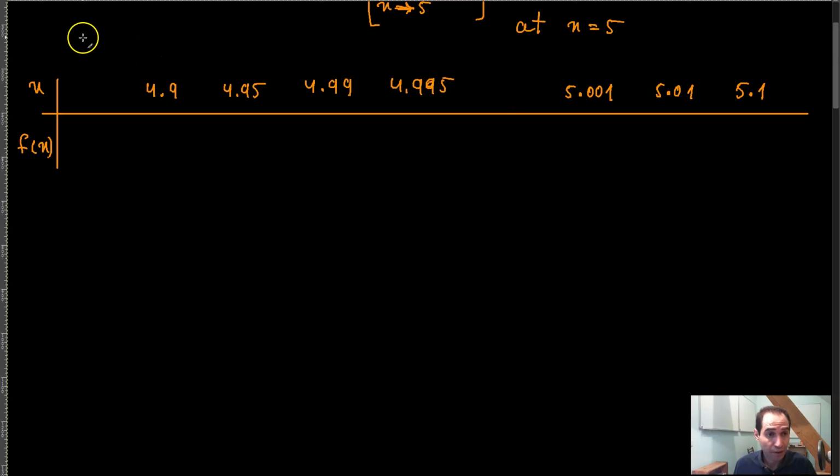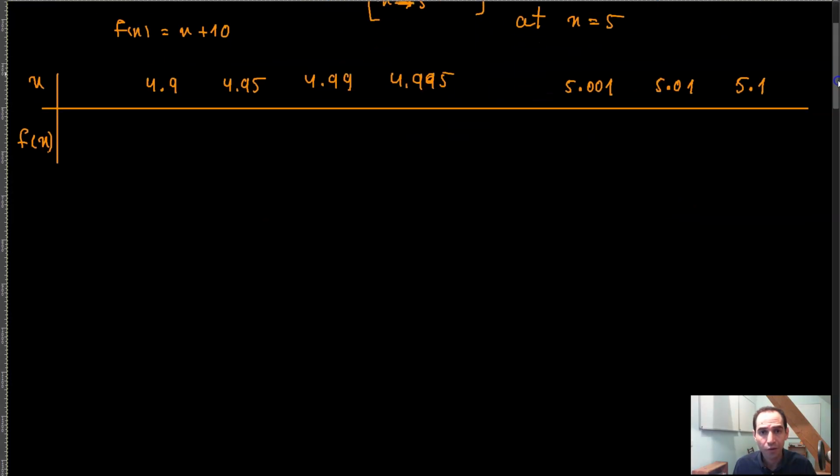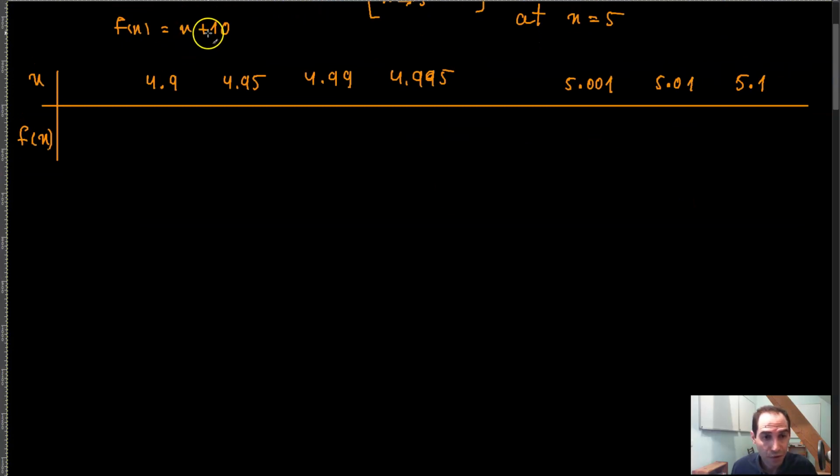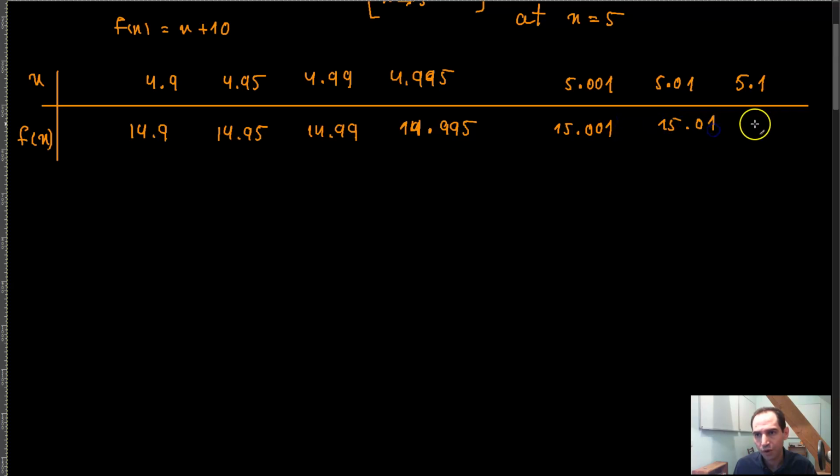So I know that f of x is equal to x plus 10, if I'm not mistaken. So since the value of the function is x plus 10, the value of the function at x is equal to 4.9 becomes 14.9. At this value it would be 14.95. At this it would be 14.99, and 14.995. And 15.001, and 15.01, and 15.1.